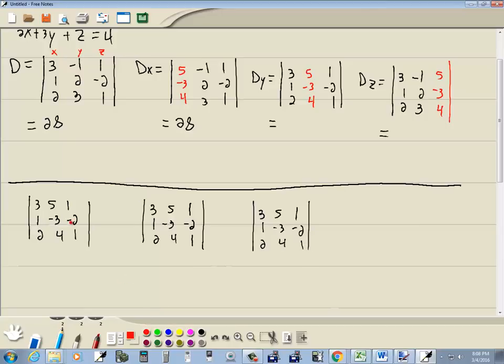Again, we're working with the first row, so this is plus, minus, plus. Again, these are additional signs we're putting in. They have nothing to do with the signs that are already there. So we'll have a plus there, a minus here, and a plus here. Now write down numbers from the row. So we're going to have 3, we'll have 5, and then we'll have 1. And we're multiplying these by 2 by 2 determinants.